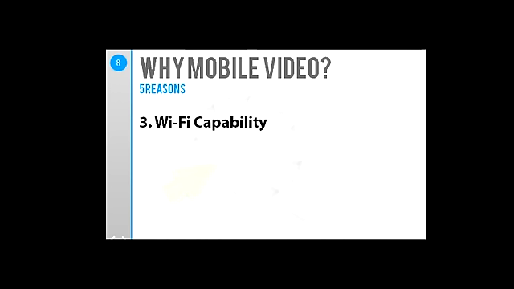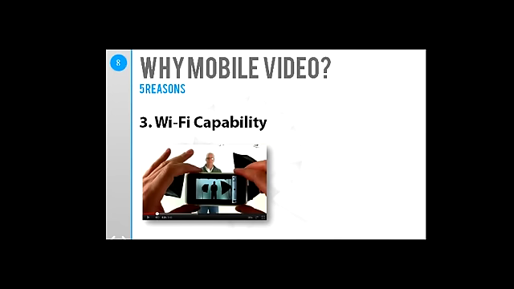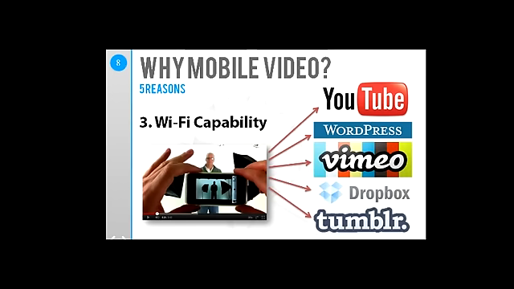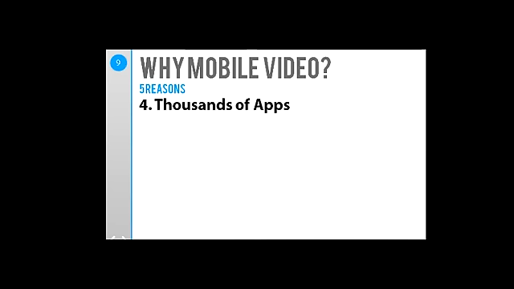Another huge feature of it is the Wi-Fi capability, and this is why you'll start seeing every camera coming out in the next year or so. They have to have Wi-Fi capability because they need to compete with how good these cameras are getting on these mobile devices. So one of the great things is you shoot the video and you can upload directly to YouTube, to your website, to Vimeo, to Dropbox, or to Tumblr, and there's a myriad of sites that you can upload to. So this is one of the key features: you're bypassing the computer editing and all of that.